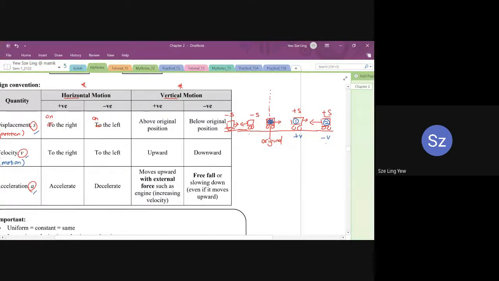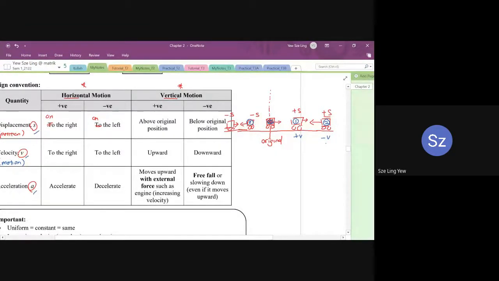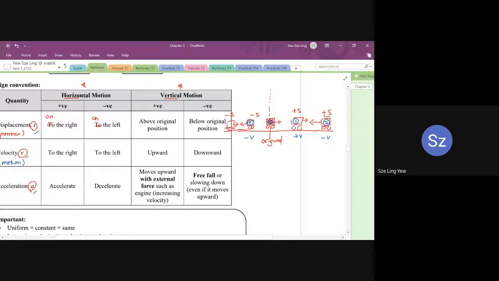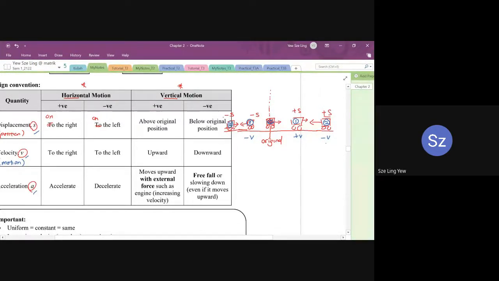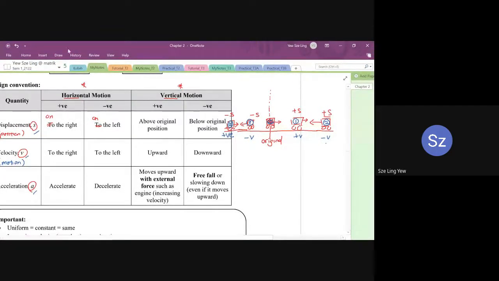Okay, so let's look at position number 3. At position number 3, my S is negative, and it's going to the left. Therefore, I have negative V. And at position number 4, because now it's going to the right, even though S is negative, now you have positive V. So that is how you determine the sign convention for each of them.